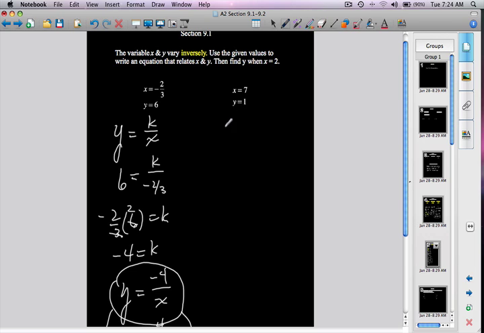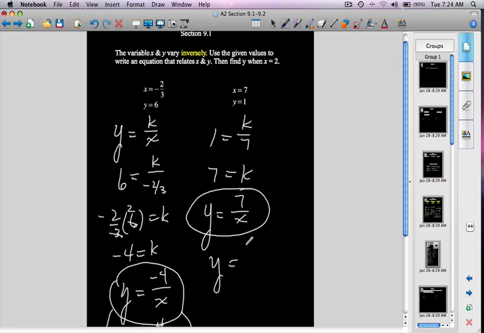So y was 1 when x was 7. If I solve for k, k is equal to 7. Now I'm going to write my model. y is equal to 7 divided by x. And now I need to find y when x is equal to 2. So y would be equal to 7 divided by 2. Nothing more than that. No more simplification necessary.